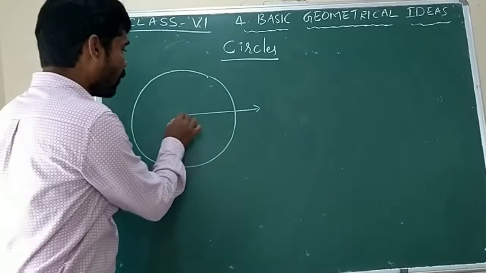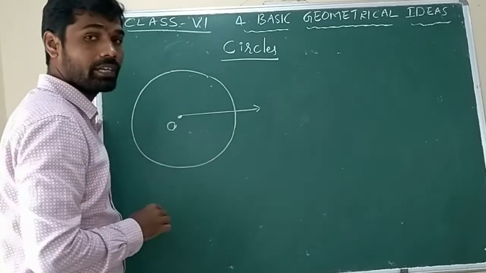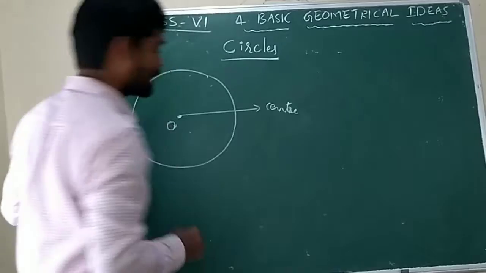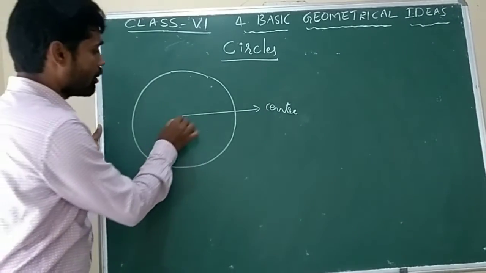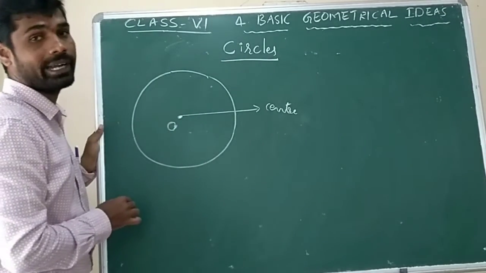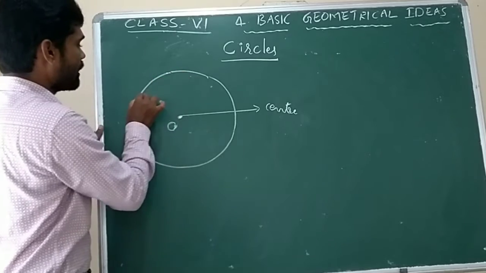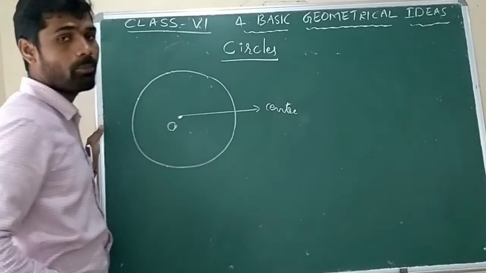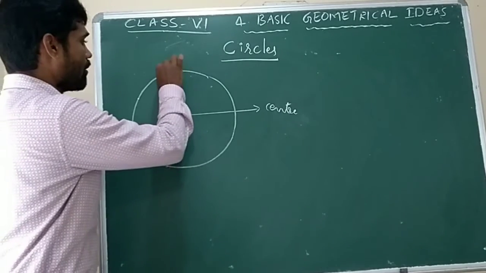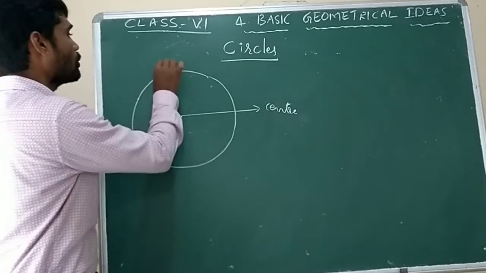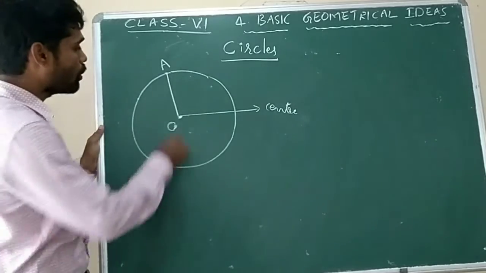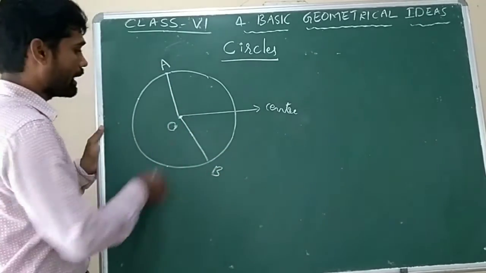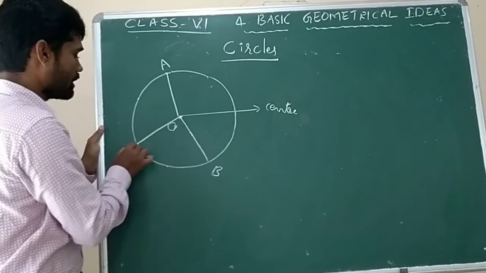And what is O here? The middle one is the center. From the center to any point on the circle, all of them are at an equal distance. Anywhere, any point on the circle we can take. For example, let us take from O to one point as A. So O to A or O to B, we can take any point on the circle.